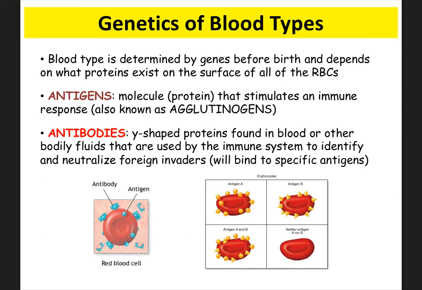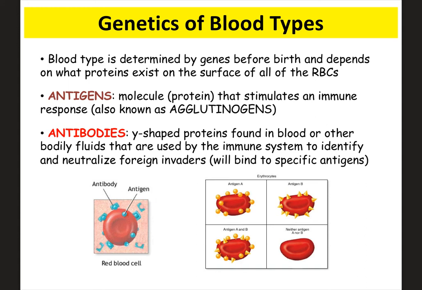Now I want to talk about the different blood types. Your blood type is determined by your genes before birth, and it depends on specific proteins that are present on your red blood cells. We call these proteins antigens. Your blood cells have specific proteins on them, or maybe they don't have any proteins at all if you have type O blood. But there are these proteins on the red blood cells that we call antigens. They are stimulating an immune response. They're also known as agglutinogens.